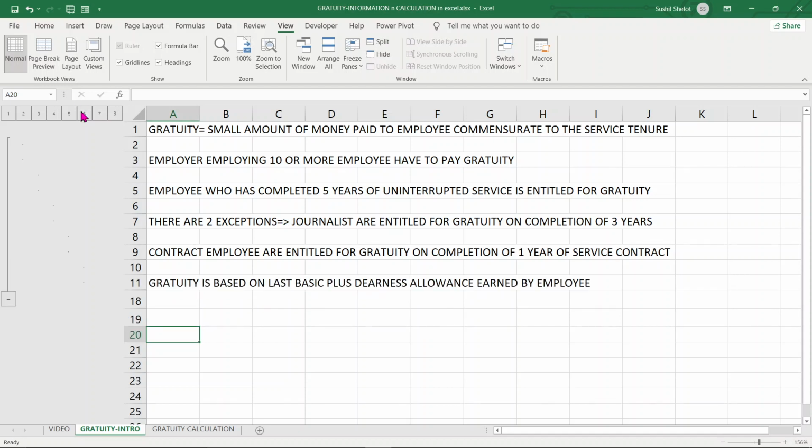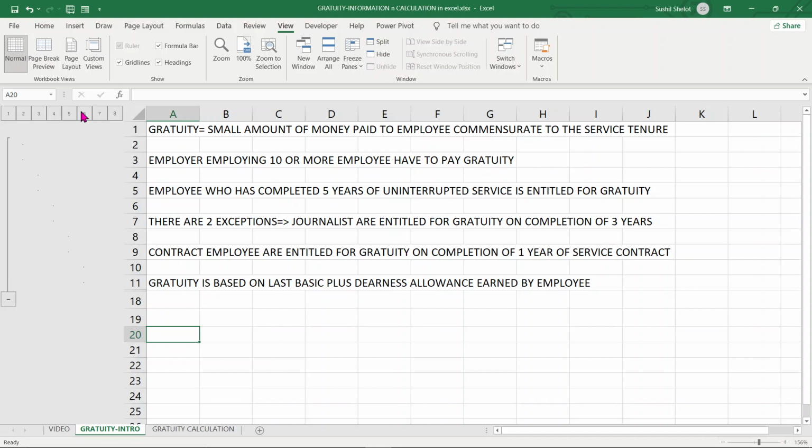What next? The gratuity is based on the last basic plus dearness allowance earned by the employee. For example, if an employee has worked for 10 years, his salary has a certain amount of basic and dearness allowance. Dearness allowance is the allowance paid to meet the inflation rate, which grows year on year. So the basic plus dearness allowance go on getting updated or appraised every year, or after a fixed period in many organizations.